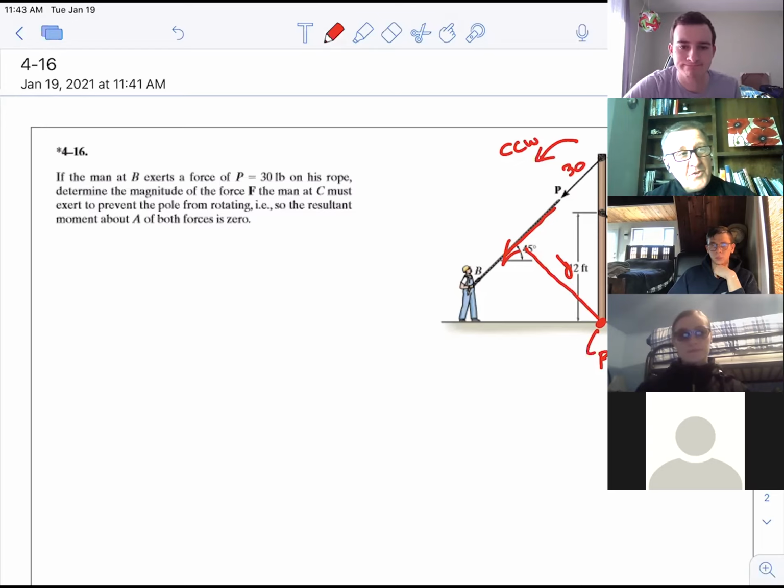Because then the distances are just in the problem. See how there's a 6 feet and a 12 feet? Those distances are going to be the distances I need. And so it's easier to convert the forces to be perpendicular to the distance than it is to convert the distance to be perpendicular to the force. But they both work.